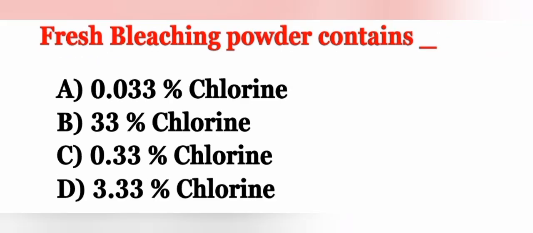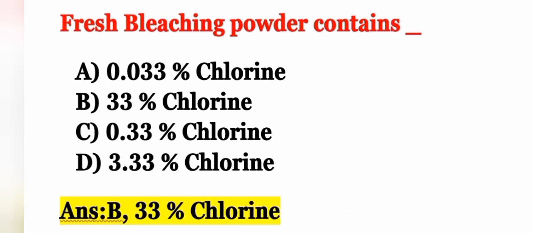Move on to the next question. Fresh bleaching powder contains? Option A 0.033% chlorine, option B 33% chlorine, option C 0.33% chlorine, option D 3.33% chlorine. The chlorine content in fresh bleaching powder is 33%. Option B is the correct answer. Chlorine is 33%.